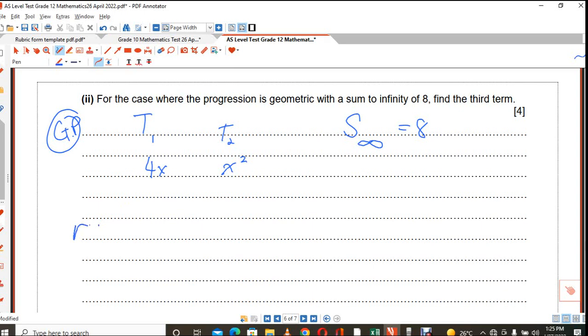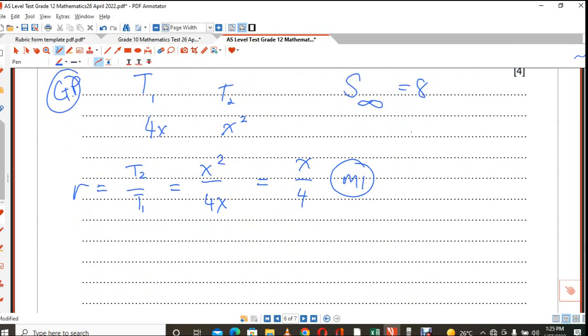How do you find the common ratio? You take the second term, you divide it by the first term. So it's x squared over 4x. Many ways you can do that, but the bottom line is the answer is that. That already is an M1. It's a method mark. You see that? Okay? Because some people can leave it as x squared over 4x. It's okay, because if you carry that over, you will still get the same answer. I just simplified it. Is it fine?